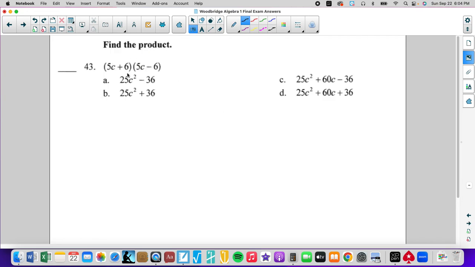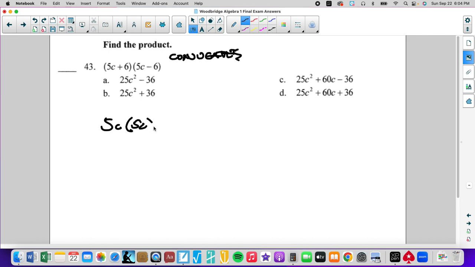We are going to multiply. These are called conjugates. This is one of those conjugates. Conjugates have the same terms, but they're opposite signs inside the binomials. And what happens here is some things cancel.